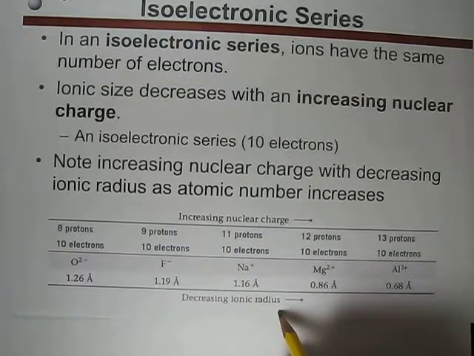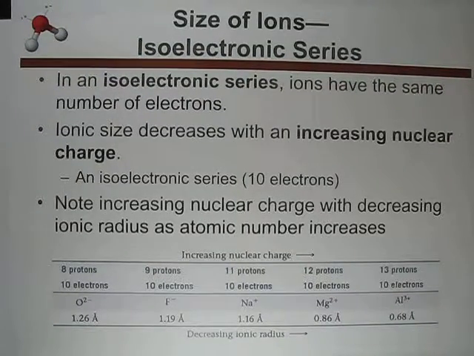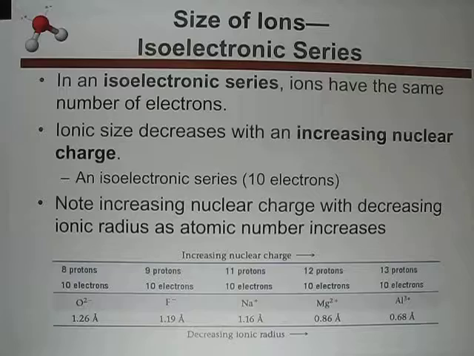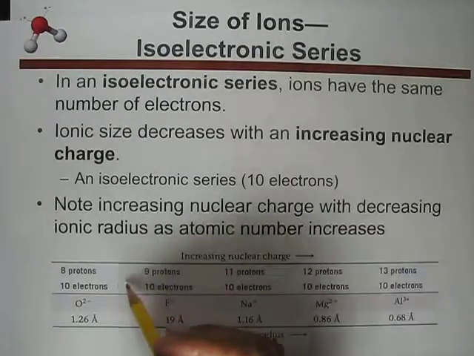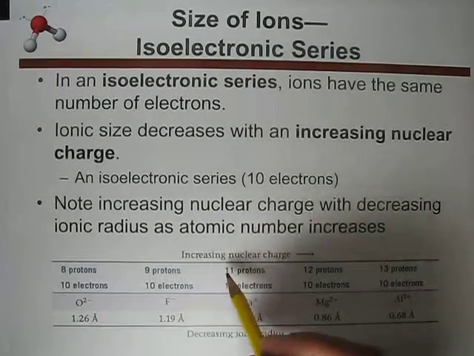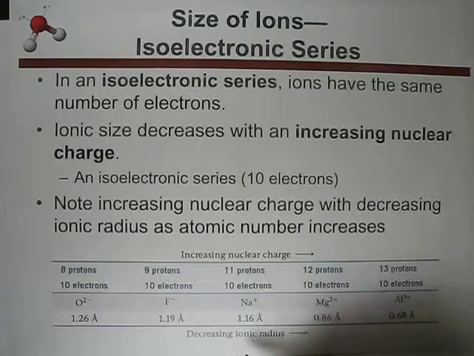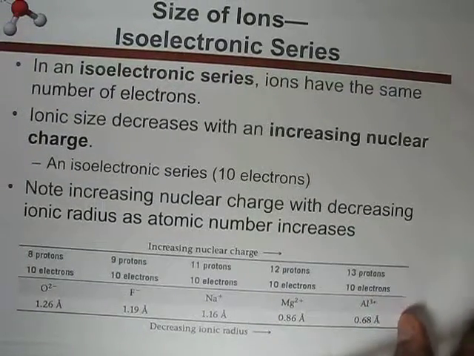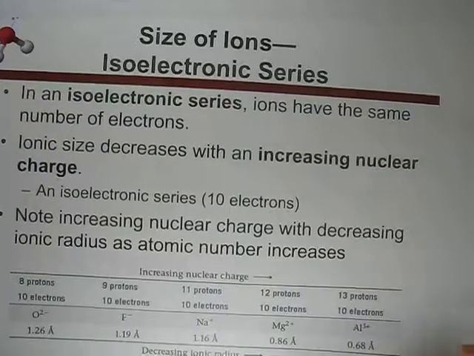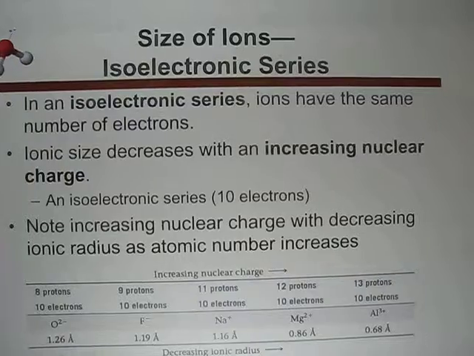So the ionic radius decreases. Once you find a number of isoelectronic anions or cations given, you have to arrange them in increasing nuclear charge, based on the number of protons, and then you can predict which size decreases and which size increases. So this was about the sizes of ions, and in the next video we will study ionization energies.